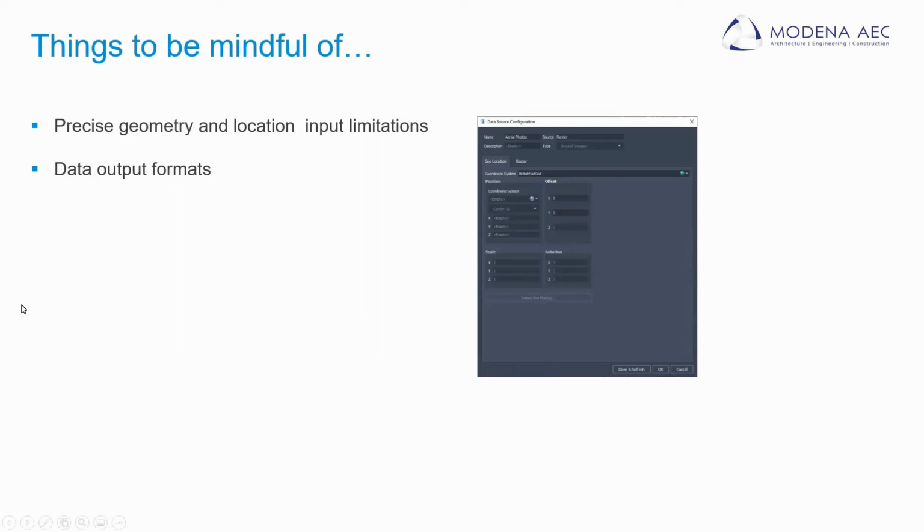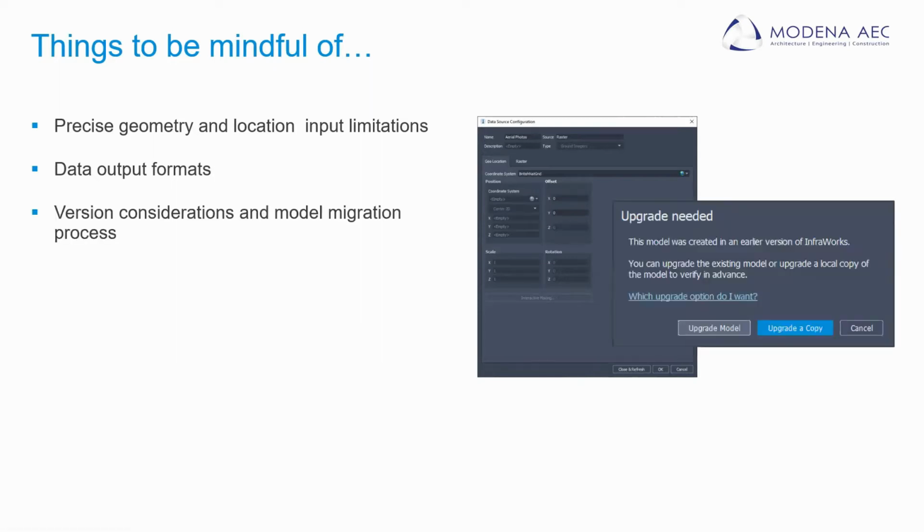Always make sure that when working in a team, everyone is on the latest version of Infraworks, because models must be updated when loaded into a more current version of Infraworks, and they cannot be reverted back to the old versions. So it is not backwards compatible with older versions.